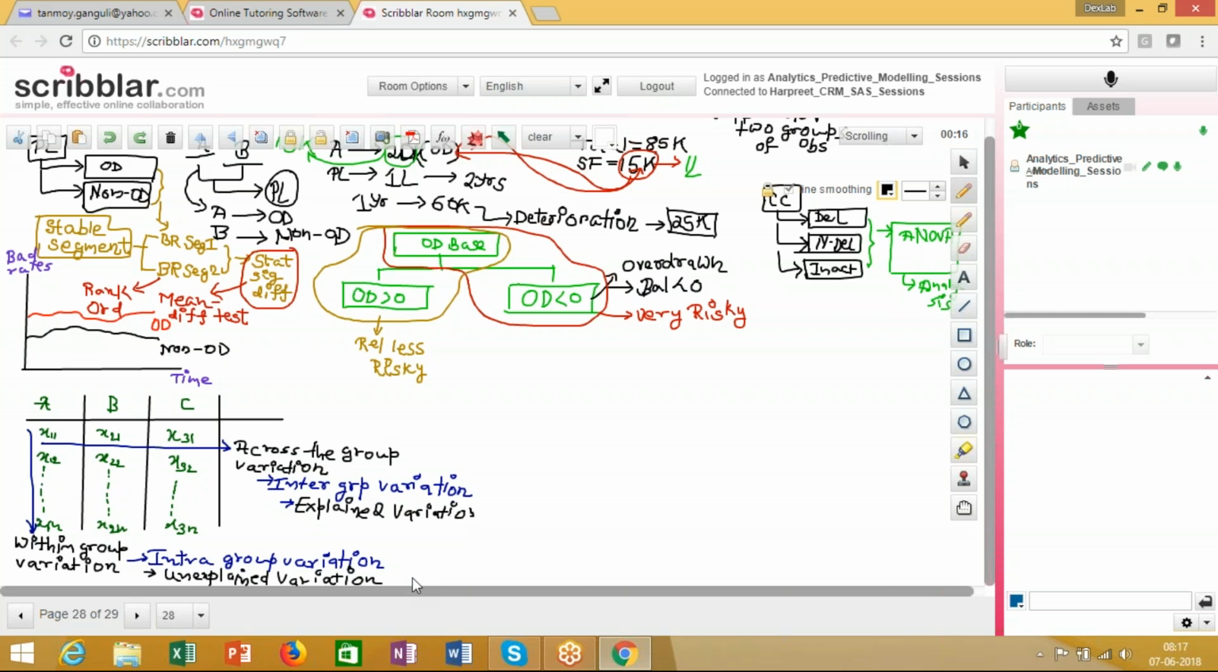So the next question that we need to ask ourselves is, how do we identify or quantify this explained variation? How do we quantify this unexplained variation? Right? So that is the next part that we take up. The first question, before we even talk about explained and unexplained variation, is let's understand how do we explain variation.